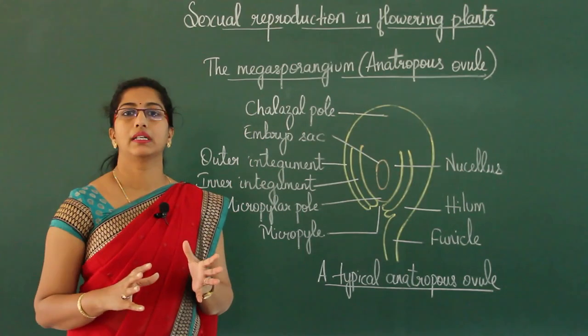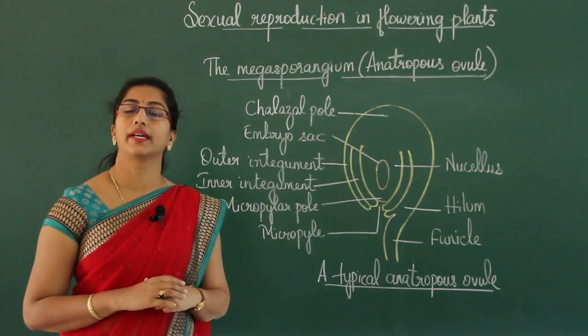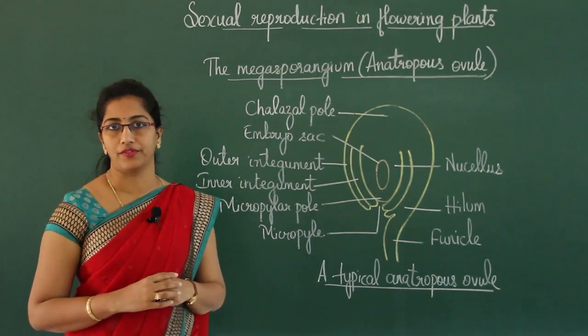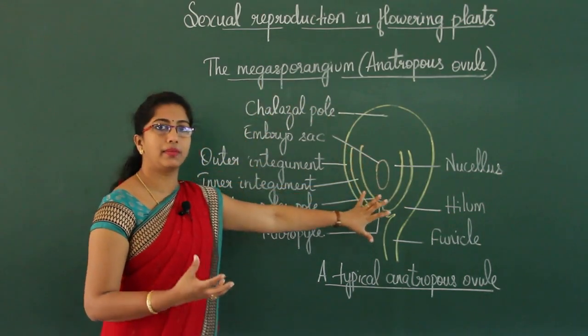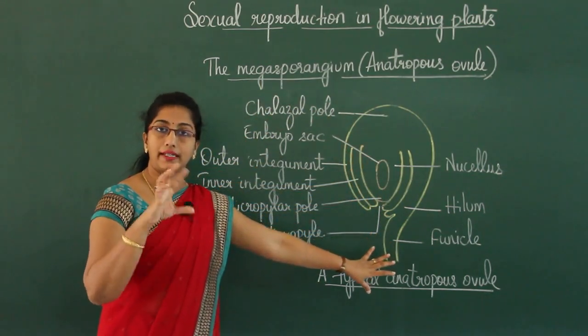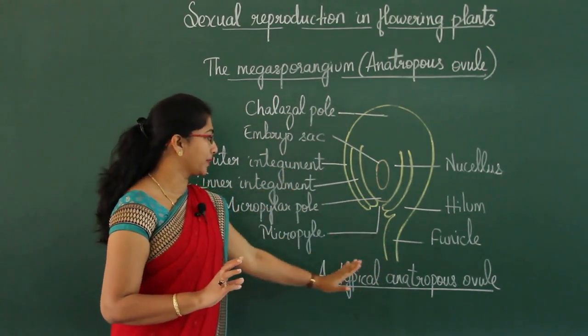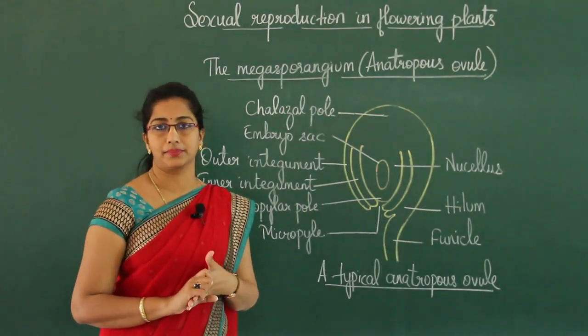Now ovule is of different types. We are going to study about a typical anatropous ovule. I told you this ovule will be inside the ovary attached to the placenta. Now this structure we are going to study, and this is a 5 marks question.